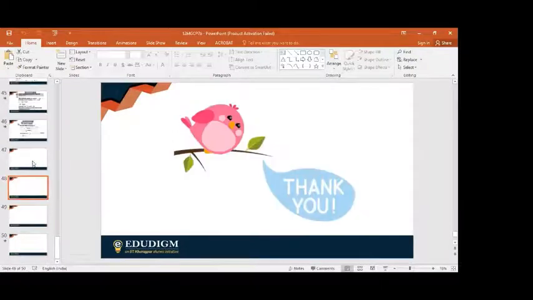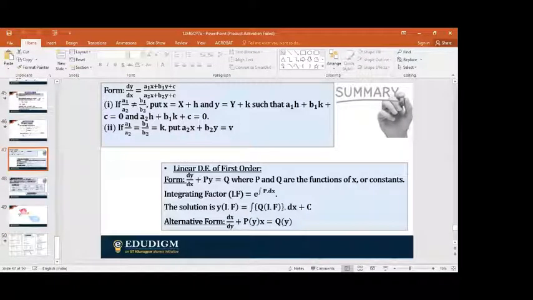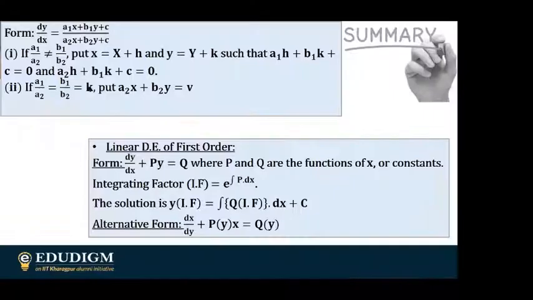So basically, the first form is very crucial. You know that if they are not equal, we are going to go for the substitution x equals x plus h and y equals y plus k, which will reduce it to a homogeneous differential equation. And if they are the same, then we put one of them as v, so that you have the variable separation form. The format we reduce it to is different.